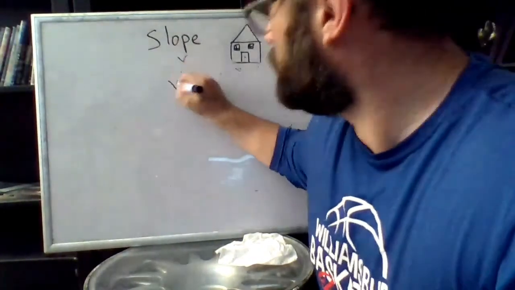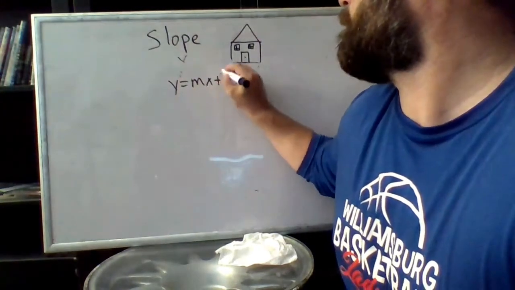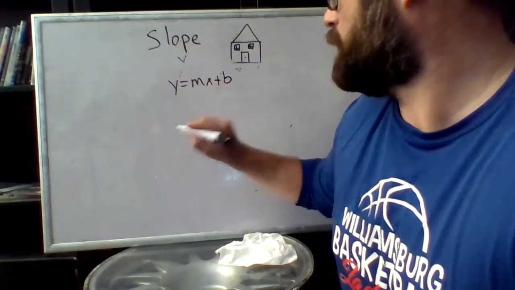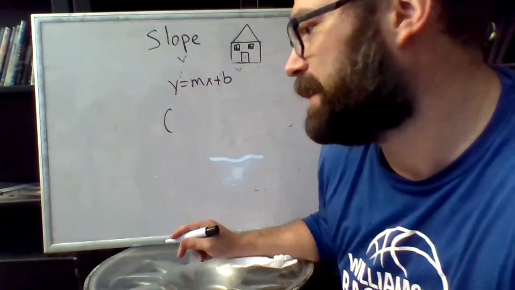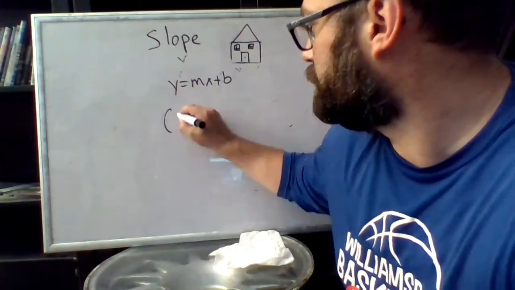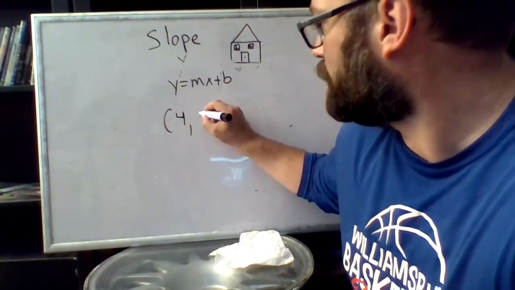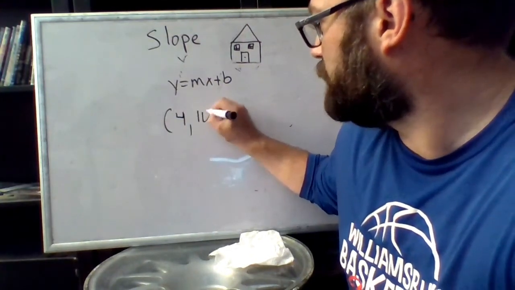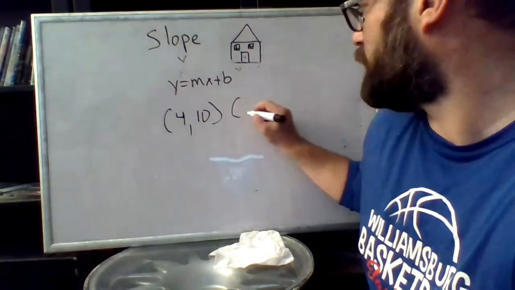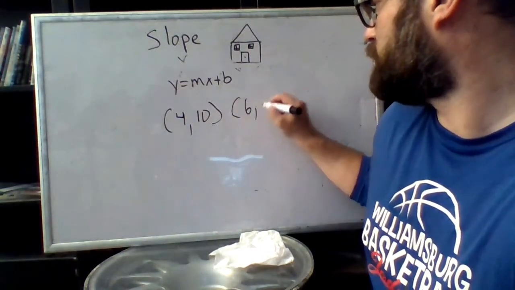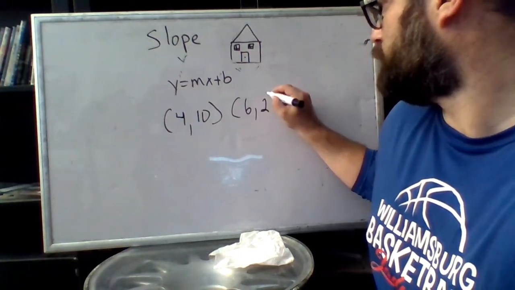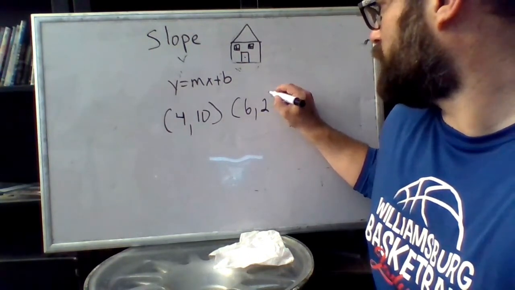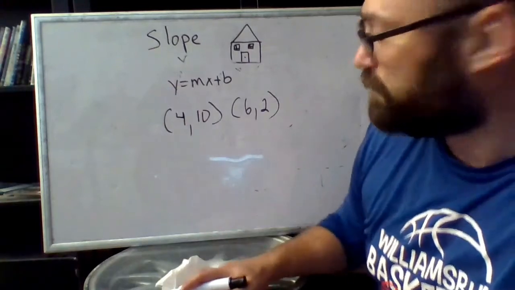So once again, y equals mx plus b: y-intercept, slope. Now, if I'm given two points, let's say I have (4, 10) and (6, 2). Okay, so we're going down. We're going to find the slope first.